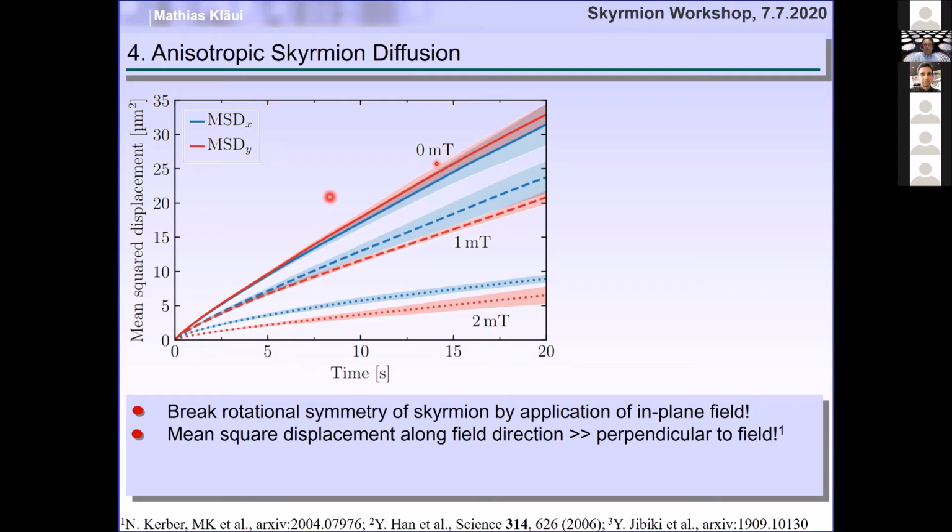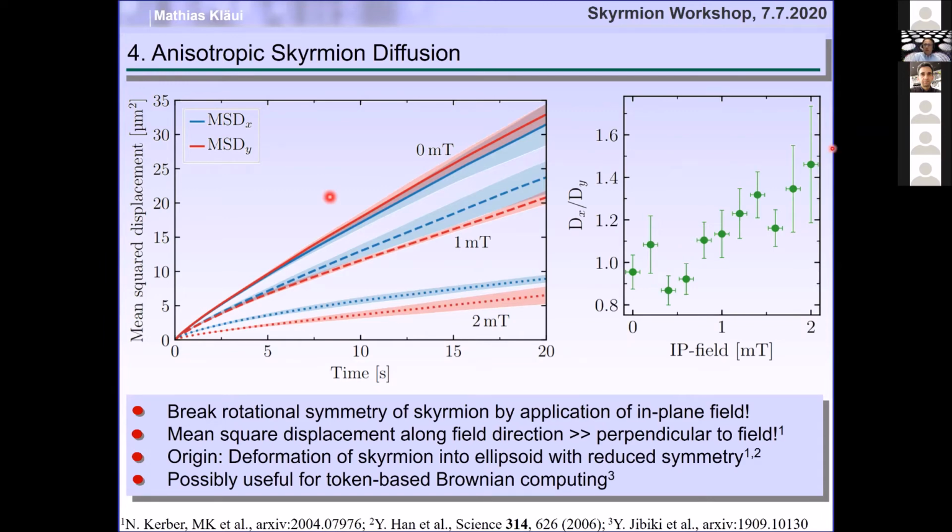And then we see that when we apply an in-plane field of just 1 millitesla or 2 millitesla, the diffusion in one direction is much stronger than in the other. Here you see it goes up to 50% higher diffusion along the field direction than perpendicular to it. The origin is that the Skyrmion is no longer round, but rather is deformed into an ellipsoid. And this is then possibly useful for token-based Brownian computing, which was pioneered here in the group in Osaka.